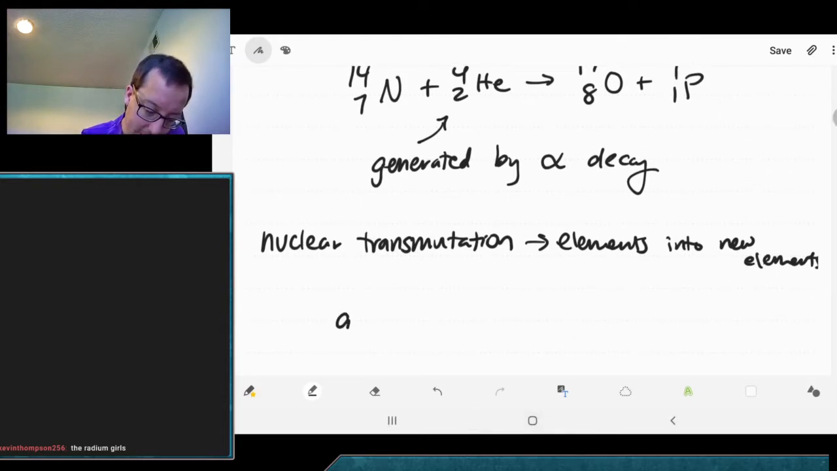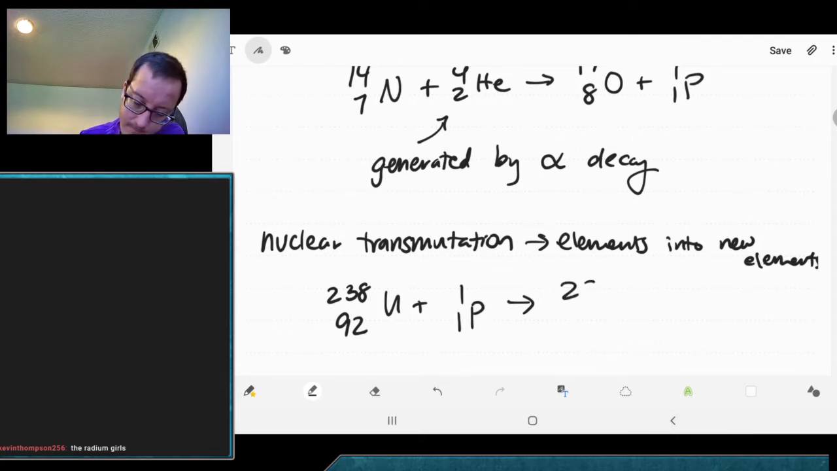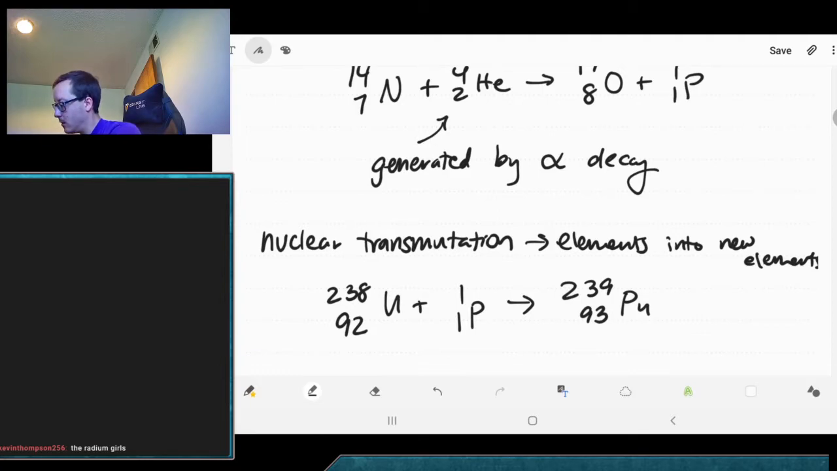We can also take our uranium, throw a proton at it, or rather a neutron, which I'm putting upside down. And we can, no, a proton. Yeah. Let's throw a proton at it. Is plutonium next, or is it neptunium? It is neptunium, okay.